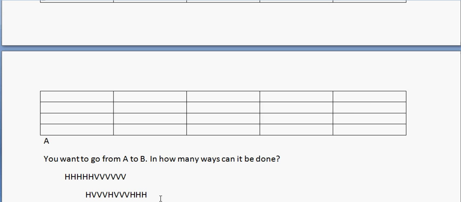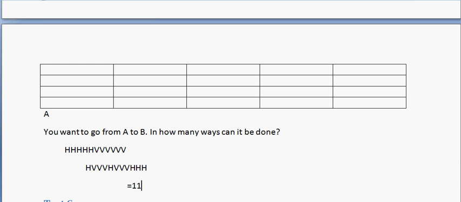It can be done in 11 factorial ways, divided by 5 factorial and 6 factorial, right? Because there are 6 V's and 5 H's. So these would be the total number of ways in which he can reach from A to B, right?